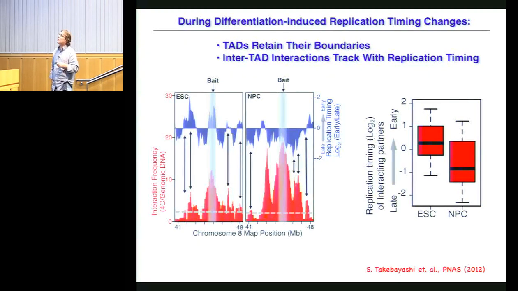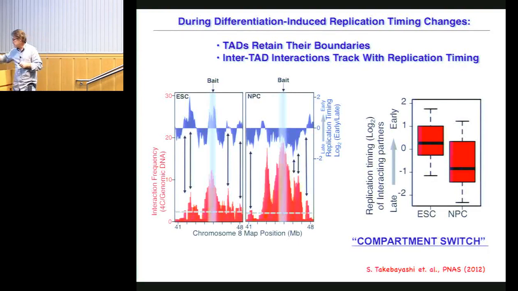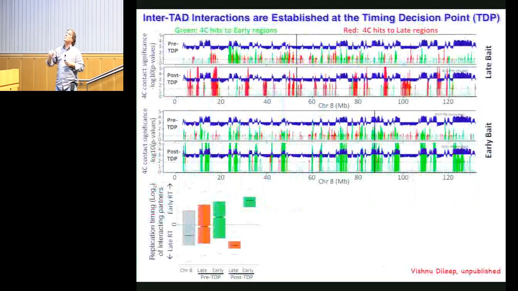And if we then plot the replication timing of the interaction partners with this bait and other baits that we tested, you can see a pretty demonstrable shift from being primarily with early replicating regions to being primarily with late replicating regions. We call this a compartment switch. That is how we speak about this as occurring during differentiation. Now, another prediction of our hypothesis is that since replication timing is established at the timing decision point, a couple of hours after mitosis, we would predict that the inter-TAD interactions, if that's what's dictating timing, should be formed just at that point during mitosis.